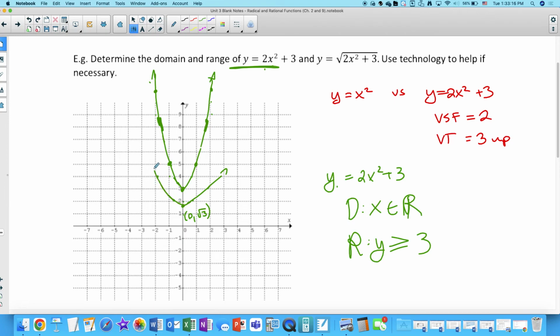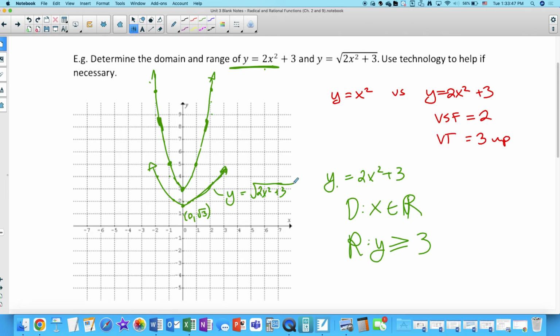It actually looks like another parabola, but it's wider. This one is y equals square root of 2x squared plus 3. And so there is a ton of variation that you can see when you're taking the square root of a quadratic function, depending on where the original parabola was on the coordinate plane.